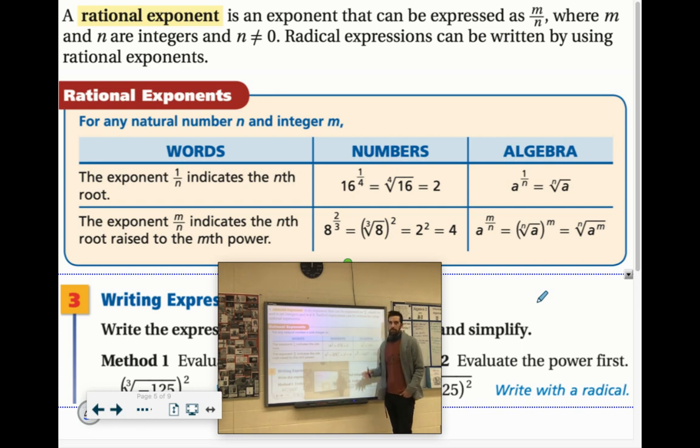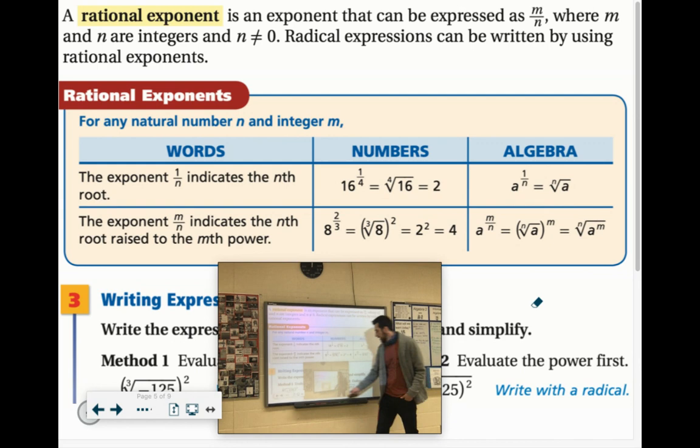All right, so this is something that once you set up two of these problems, you'll think this is easy as pie, Mr. Plant. This is easy as pie.